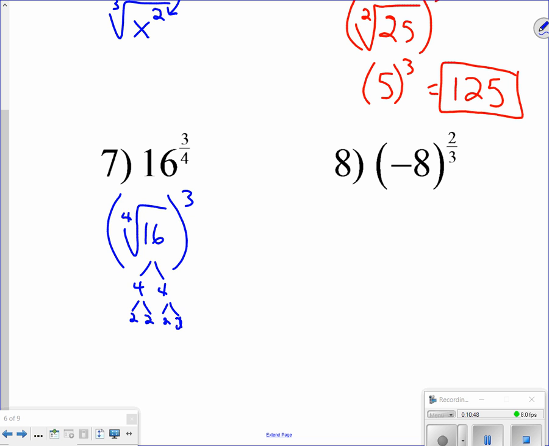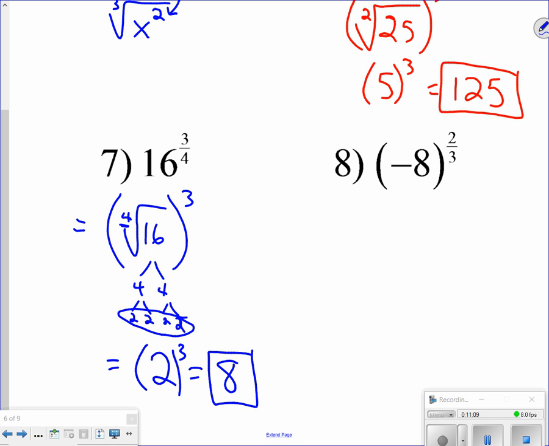I'm looking for sets of 4 because that's my index. And hey, look at that. So the fourth root of 16 is 2. And I'm going to raise it to the third power. 2 to the third is 8. Nice. That's an easier way to kind of simplify that out.